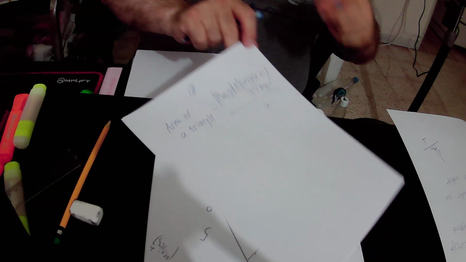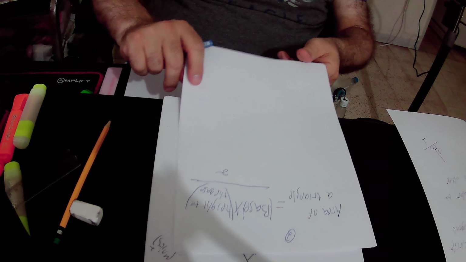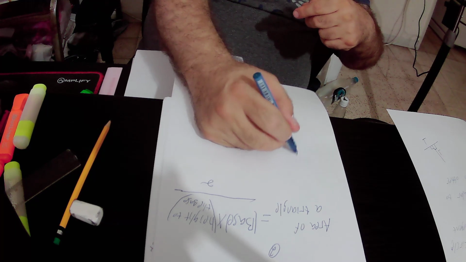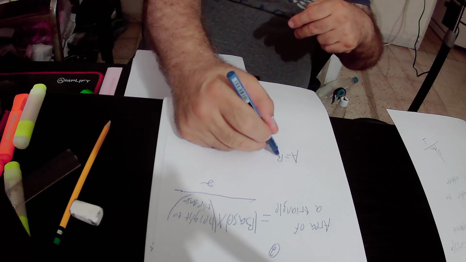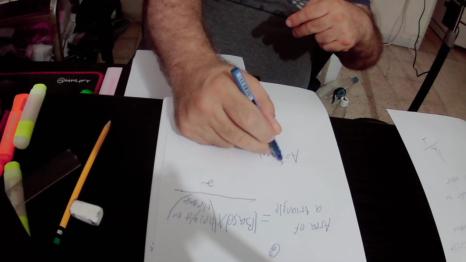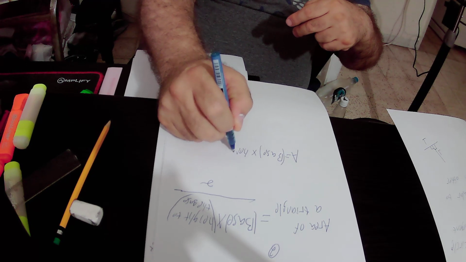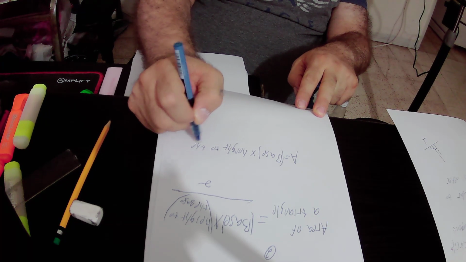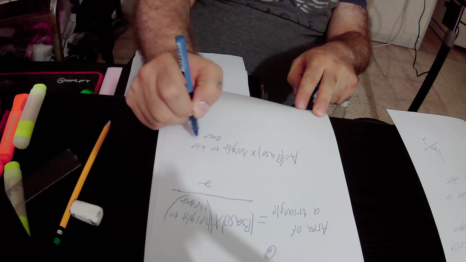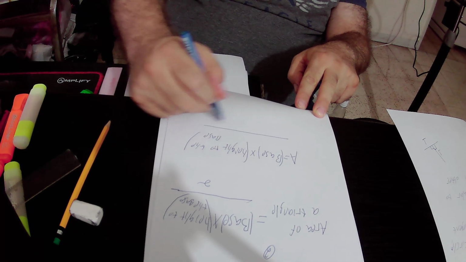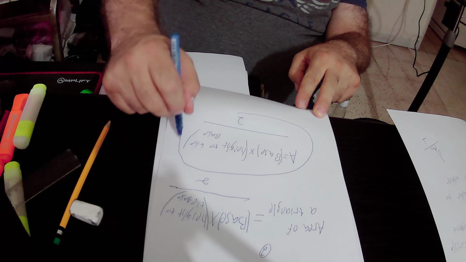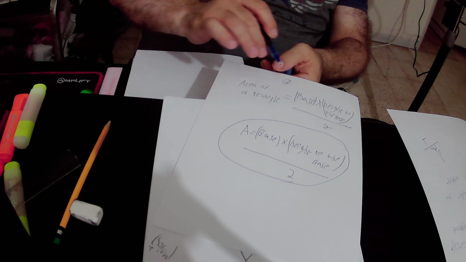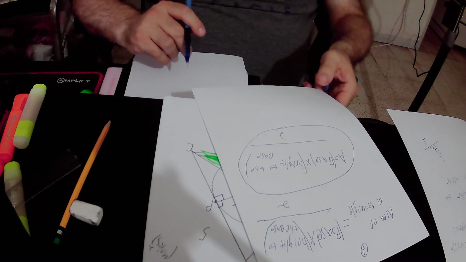Or we can say instead of the area, I will write A, the abbreviation for area. So A equals the base times the height to the base divided by 2. The area of any triangle A equals the base times the height to the base divided by 2.